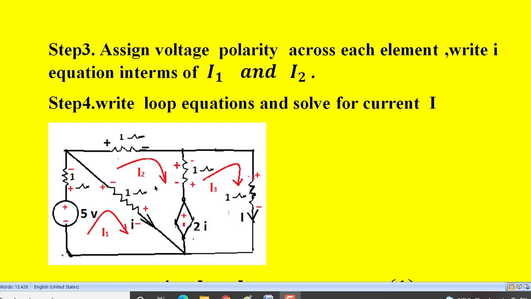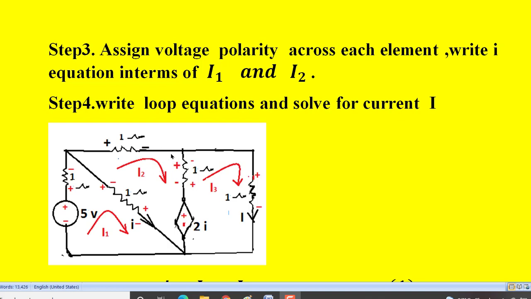Next, coming to the second loop, we have to give the polarity to the voltage across each element. Here also I2 is flowing in the clockwise direction. Here also we have to keep in mind that the voltage source's polarity remains the same irrespective of the current flowing in the element. Let us say the current is first entering the 1 ohm here. And 1 ohm is a resistor, a passive element. Current entering the passive element will be treated as the plus sign, and the other terminal will become negative.